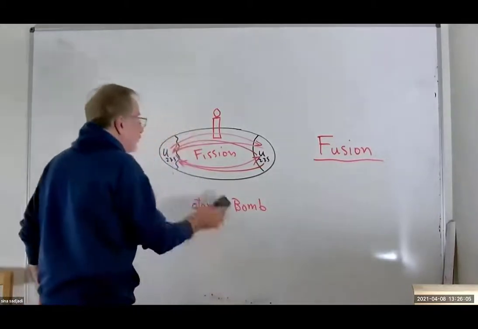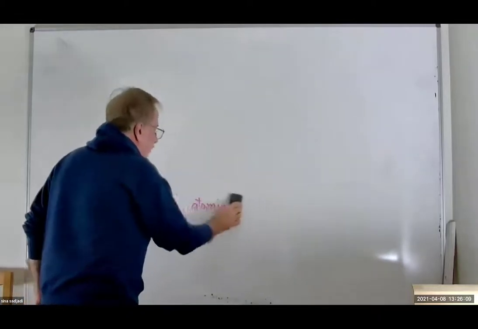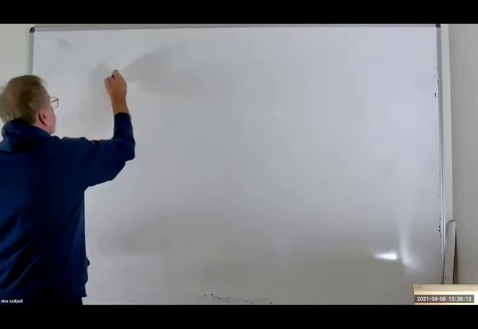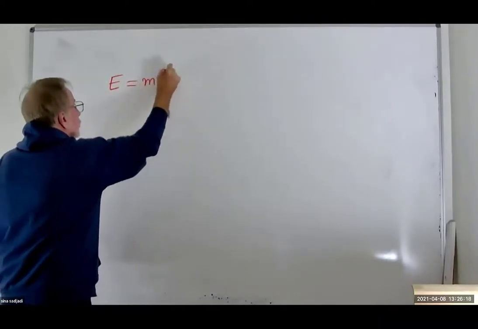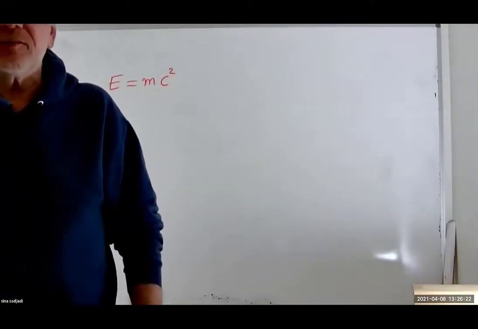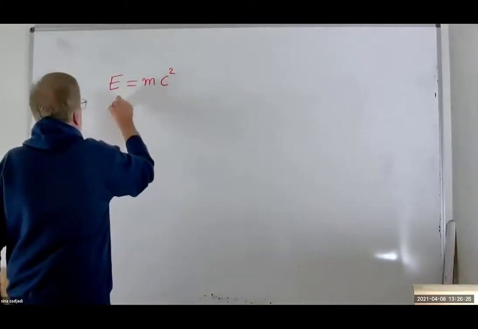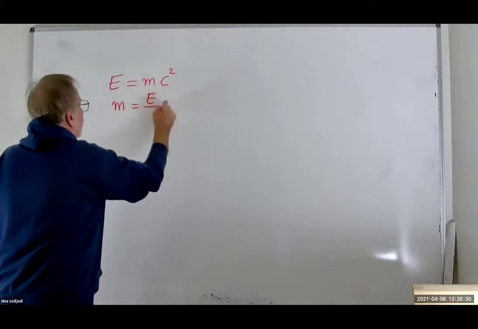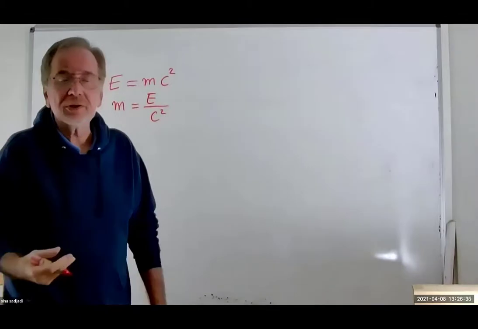Let's take a look. We said E is equal to mc squared, right? Famous Einstein's equation. Except Einstein never wrote it this way. What Einstein wrote was m, mass, is equal to E divided by c squared. This is the original formula. So what does it all mean?